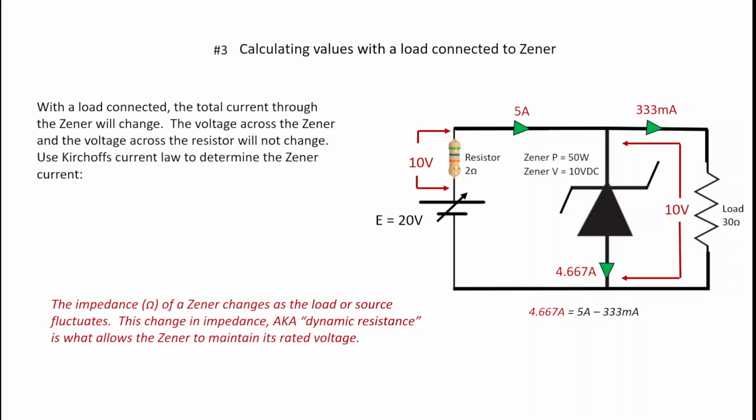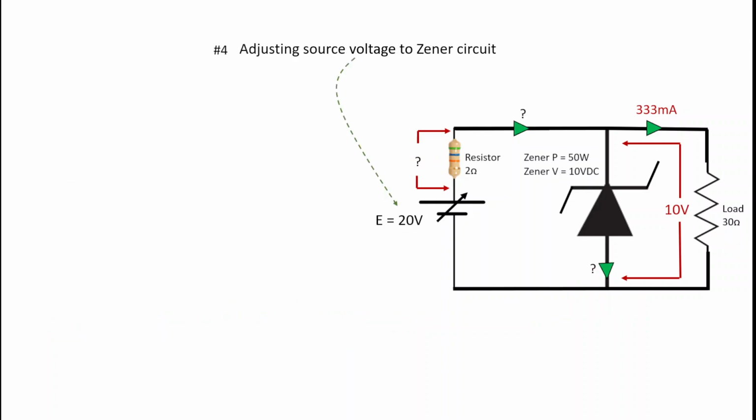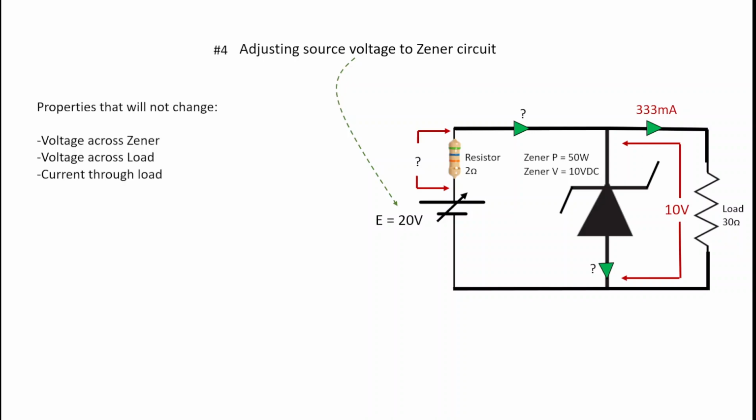The impedance of a Zener changes as the load or source fluctuates. This change in impedance, also known as the dynamic resistance, is what allows the Zener to maintain its rated voltage. So let's adjust the source voltage to the Zener circuit down from 20 volts. Now what properties will not change? Well, the voltage across the Zener won't change, the voltage across the load won't change, and that means the current through the load won't change. So let's drop it down to 18 volts.